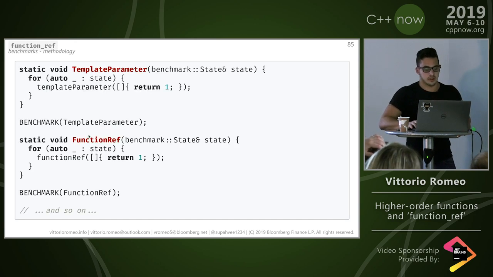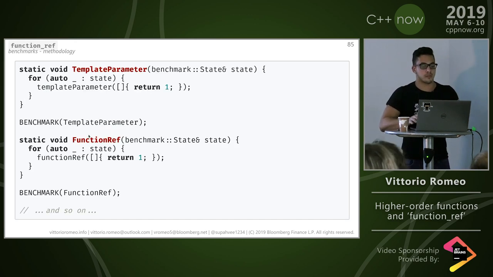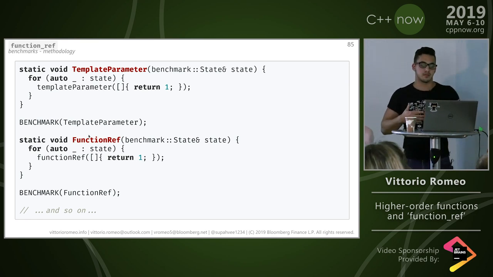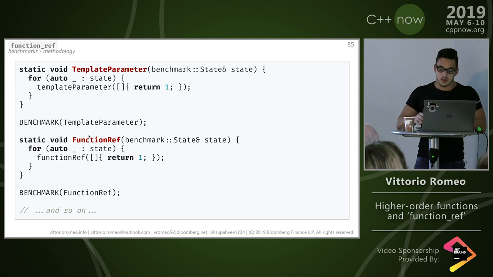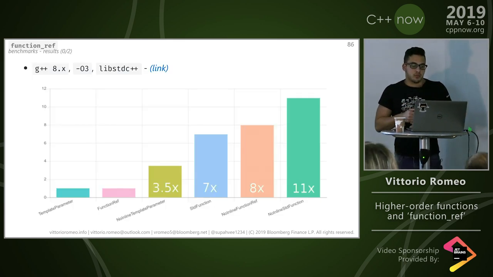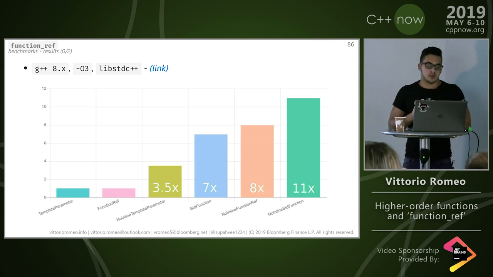And we do that for every single thing. So the benchmark is really simple. It might not be, again, it's a micro benchmark. It might not be realistic in major use cases, but it does measure the overhead of the thing. So this is GCC 8.x, O3, libstdc++. You got links as well if you want to try it on your own.